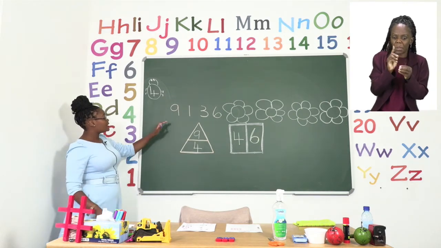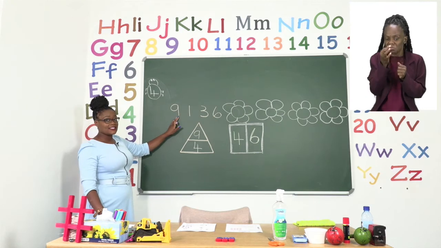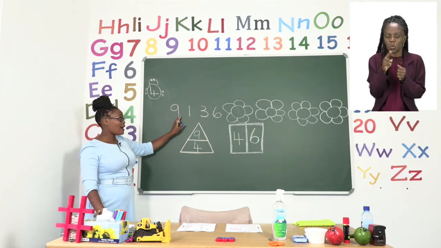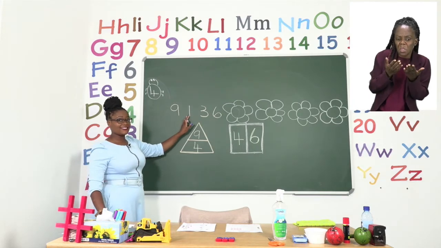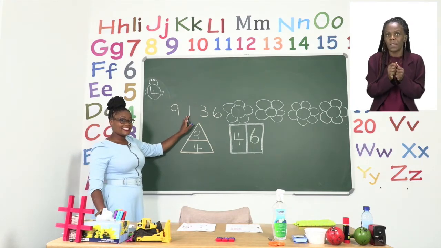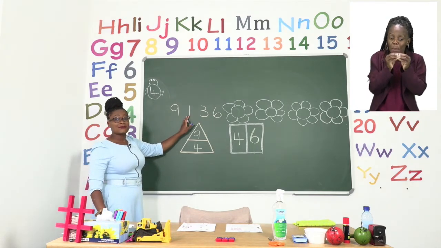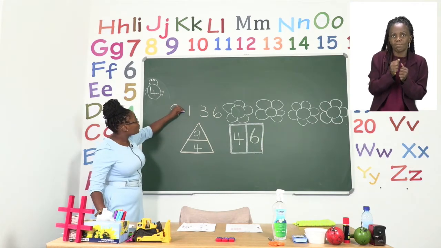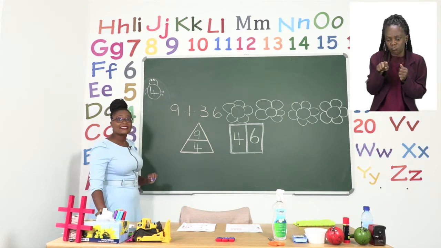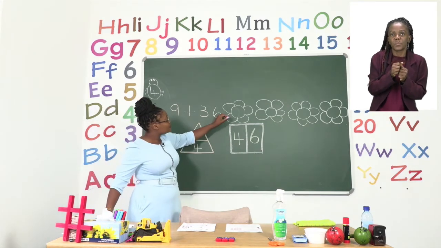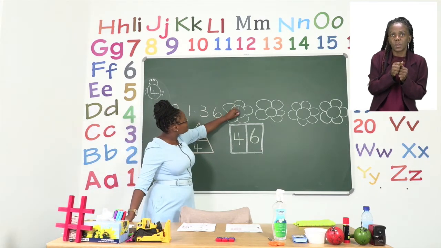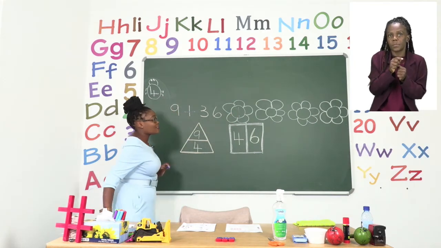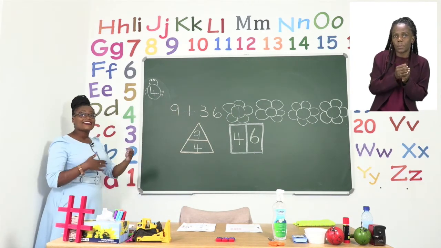Let us try to find the first one. Now, 9. Is it 9? No. How about 1? Yes. So that means our small number is 1. So we are going to cross out the number 1 here, and we're going to write the number 1 in the flower.